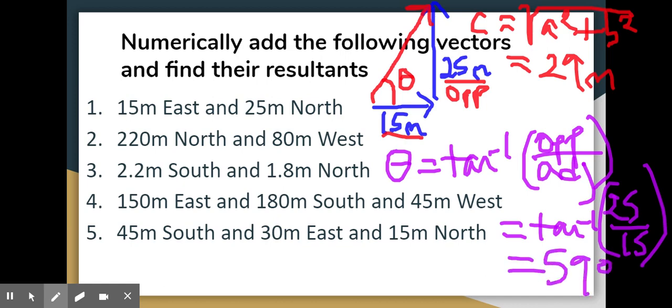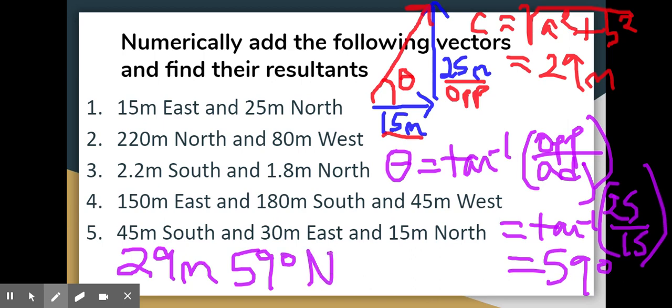Okay, now this is not how I want your answers to look. The official nice happy way of putting your answers in would be like this. So we have 29 meters, 59 degrees, and then we have to say 59 degrees from where? This angle is coming up toward the north from the east, so we'd say north of east.